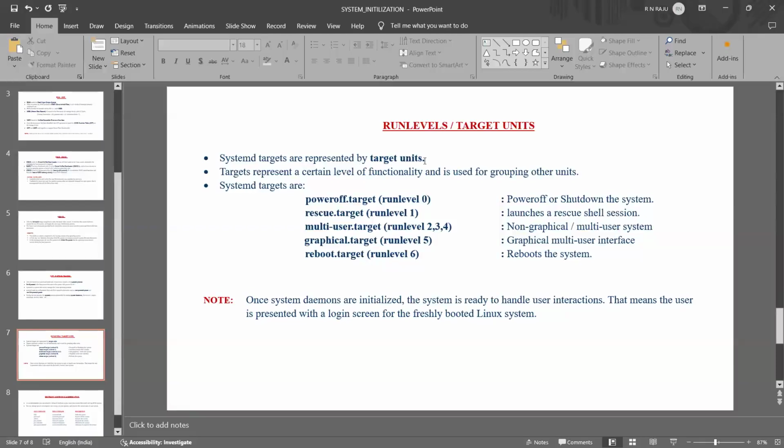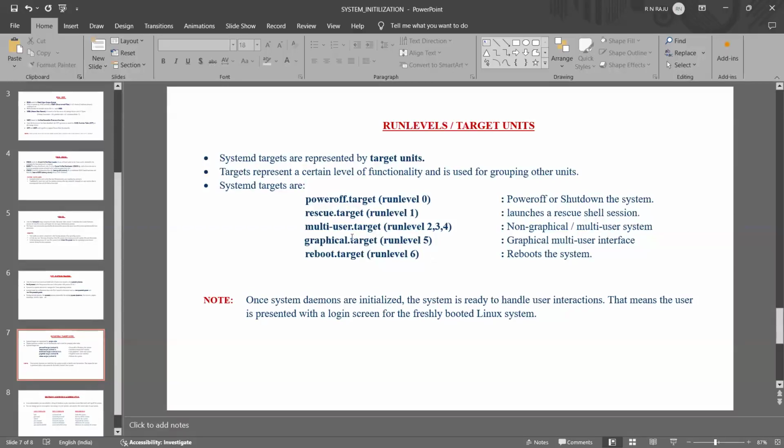Systemd targets are represented by target units. So targets represent a certain level of functionality and are used for grouping other units. Systemd targets are like power off, rescue target, multi-user target, graphical target, and reboot target. Actually there are seven of these: 0, 1, 2, 3, 4, 5, 6. But run levels 2, 3, and 4 are the same, so overall seven target groups or seven run levels are there.